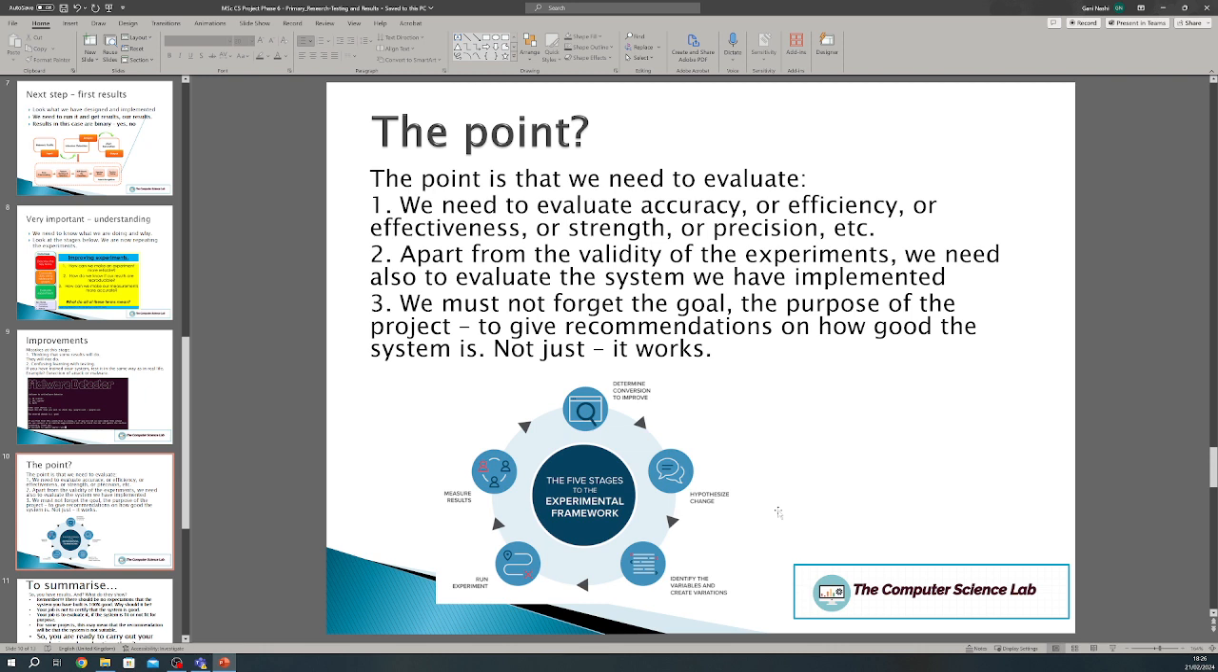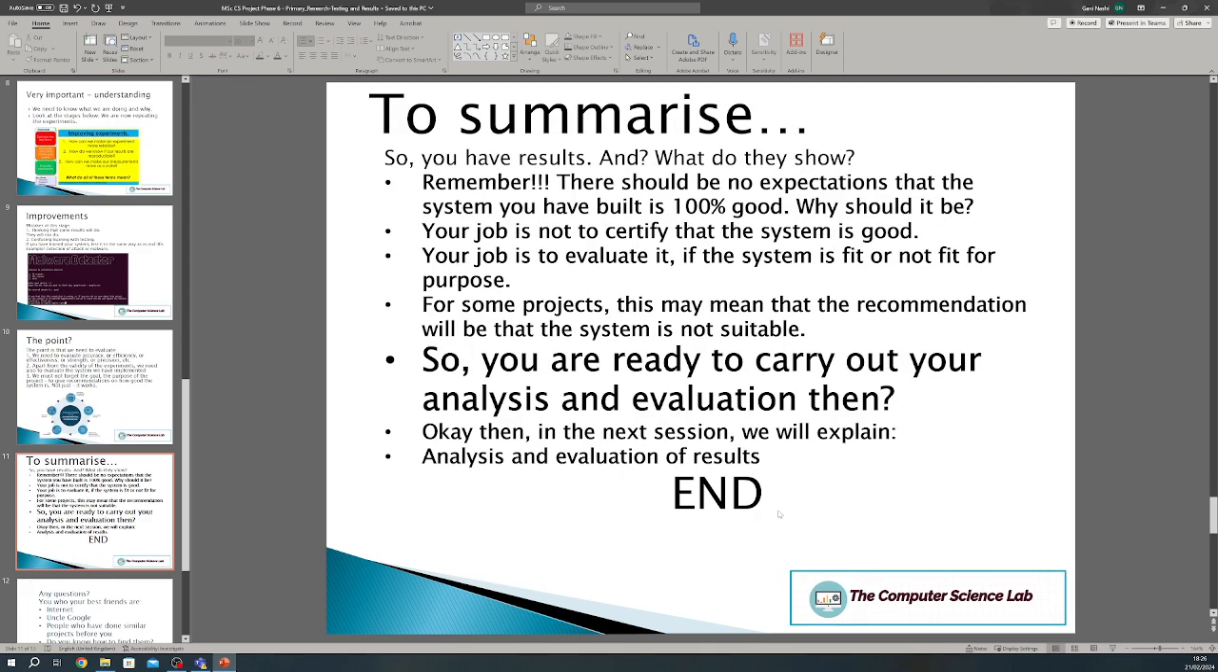You can see now the diagram here, the 5 stages of the experimentation work, and try to interpret that, so how you can use it in your own project. Summary, we have results. And there should be no expectation that the system you have built is 100% good. You shouldn't have that expectation.